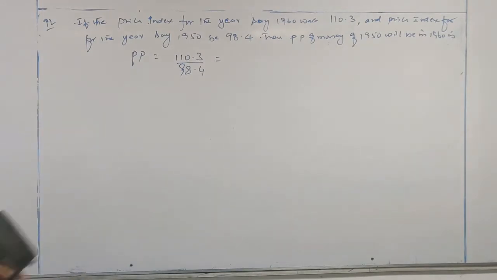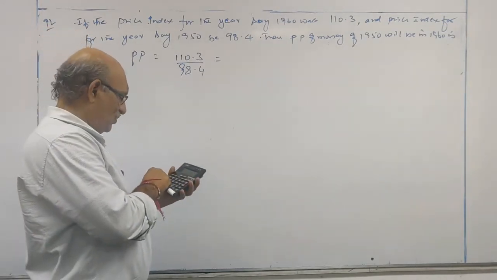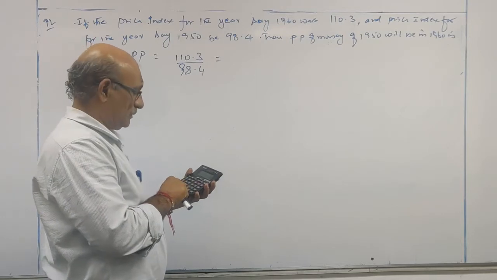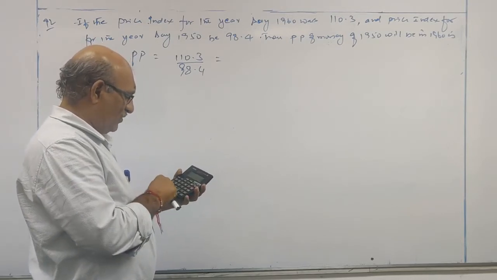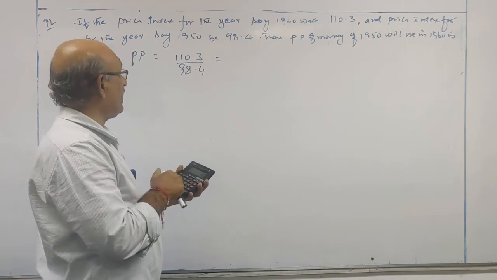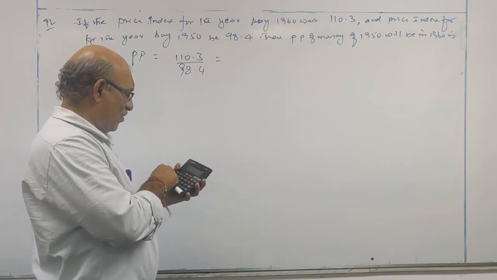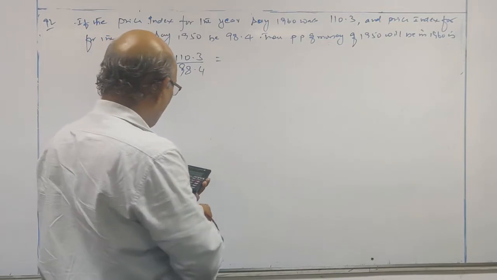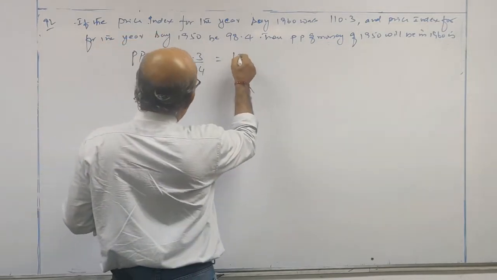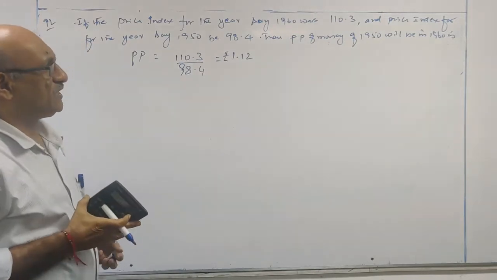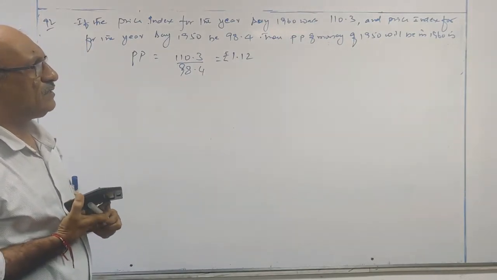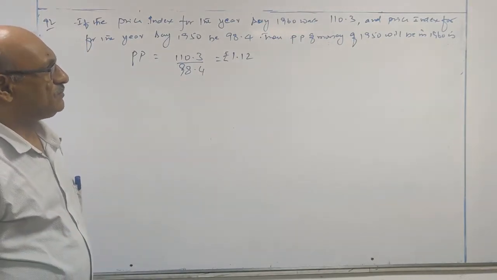So 110.3 divided by 98.4 is 1.12. It is in rupees. So this is the purchasing power of 1950 in 1960.